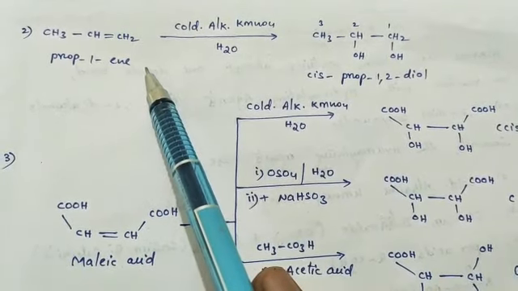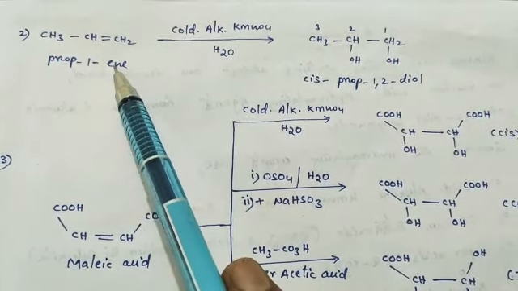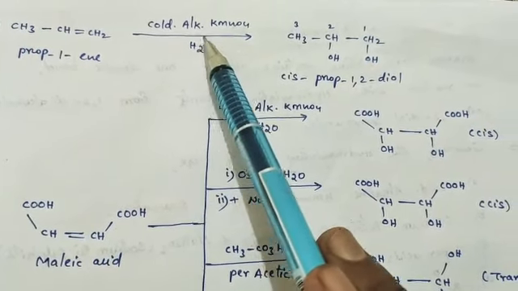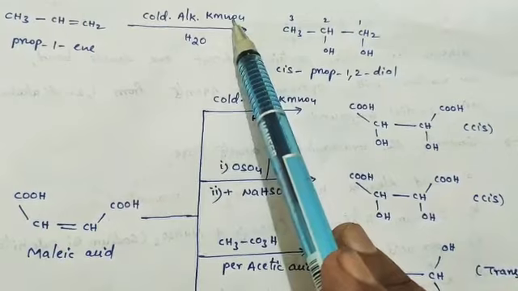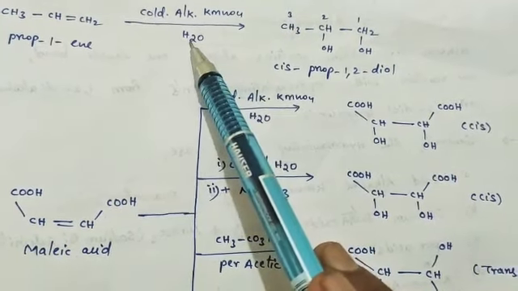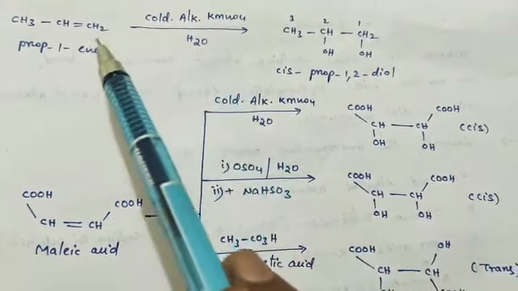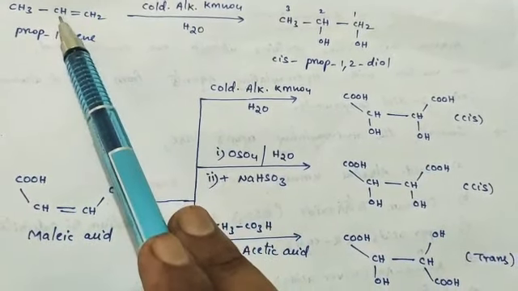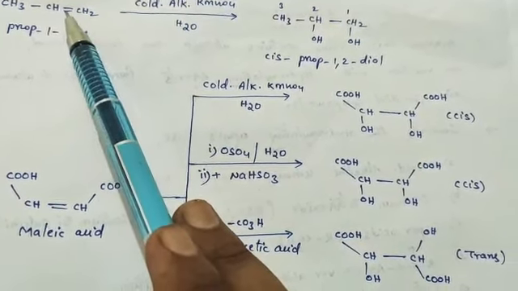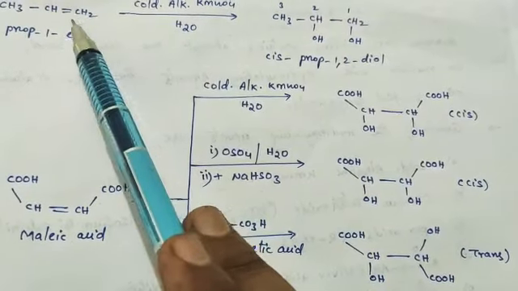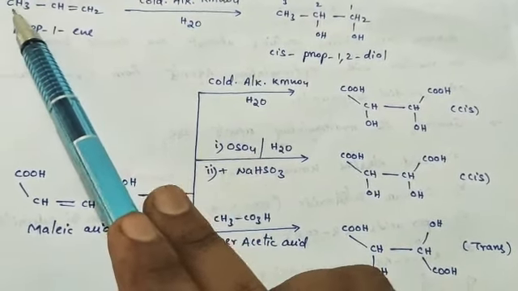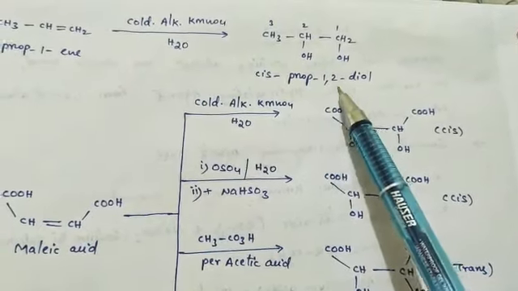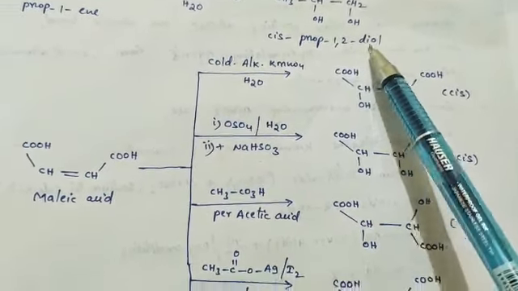Now let us consider one more example. Propene on reaction with cold alkaline potassium permanganate, Baeyer's reagent, followed by hydrolysis. The first carbon contains 2 hydrogens, the second carbon contains 1 hydrogen, and they have one double bond. So we have to add OH on the first carbon and second carbon, not on the third carbon. Therefore it forms cis propane-1,2-diol.